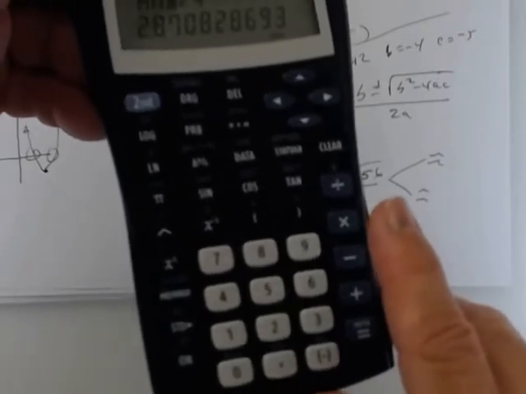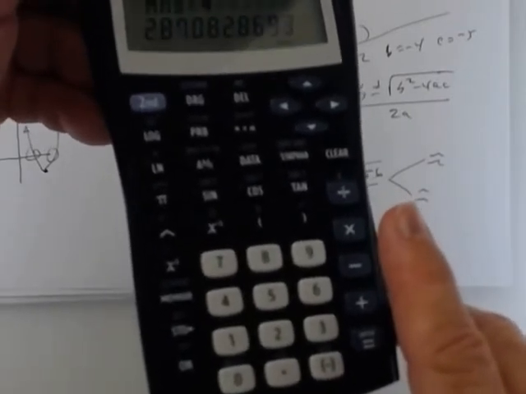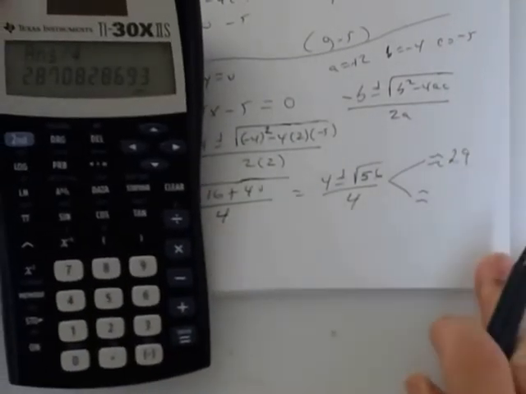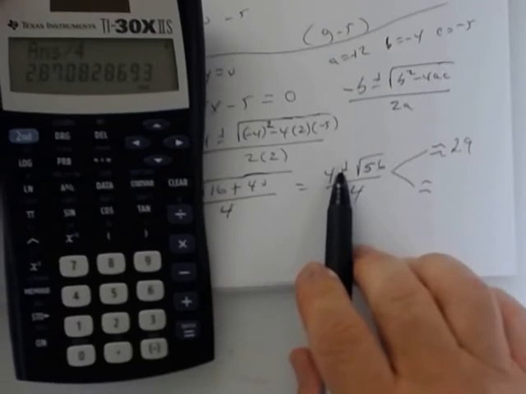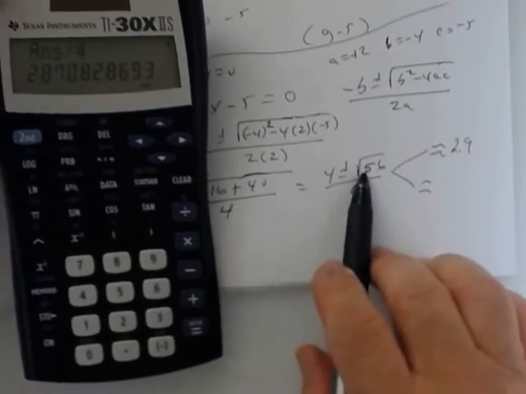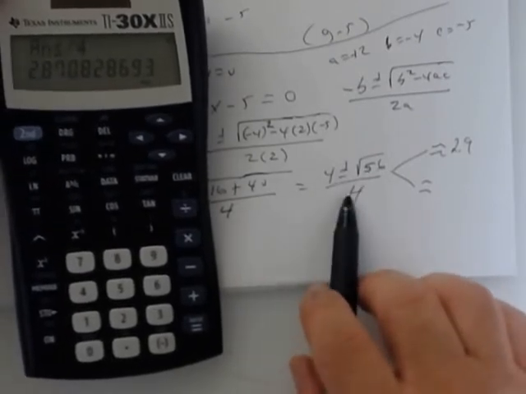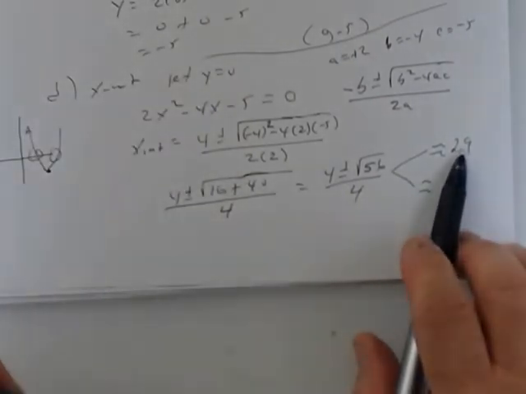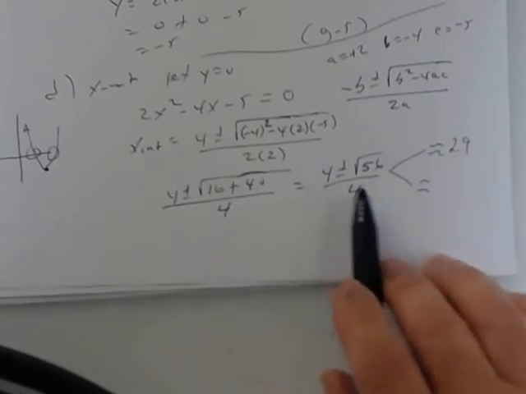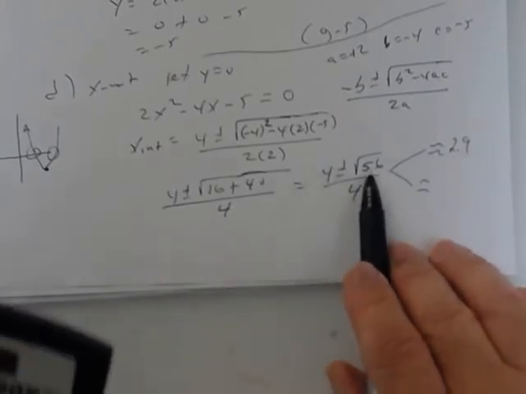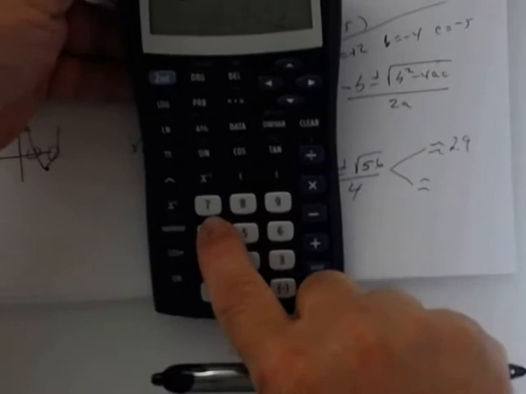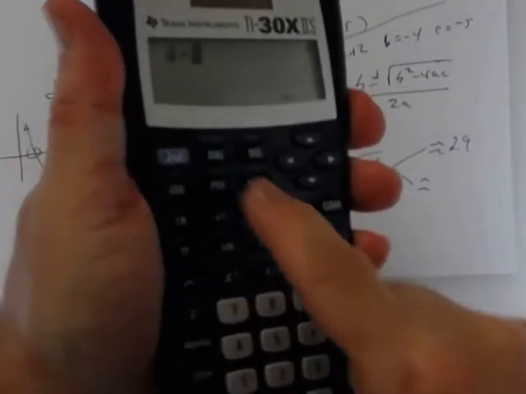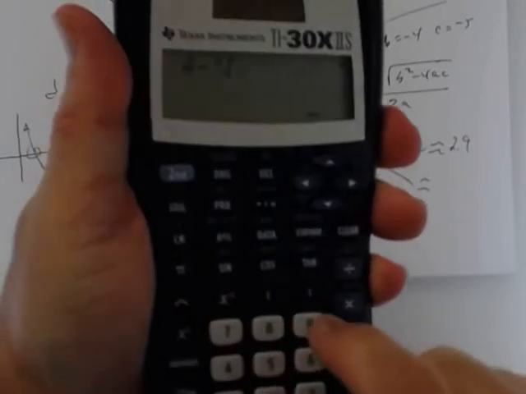So 2.9, is that correct? Okay, so one is 2.9. Again, you're going to say 4 plus the square root of 56, press equal, and then divide by 4, and there's your first X-intercept. Now for the next, you're going to say 4 minus the square root. Make sure you use your calculator.